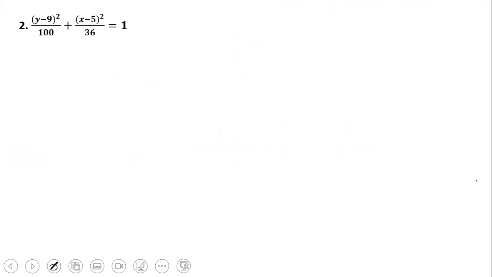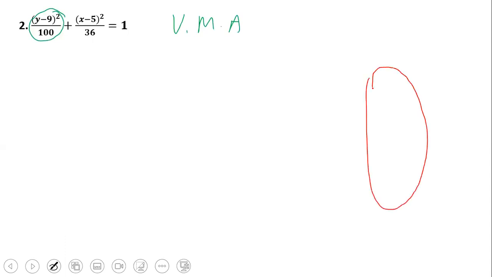Next is you also have the following form, which is y minus 9 quantity squared over 100 plus quantity x minus 5 quantity squared over 36 is equal to 1. So, alam natin na ang variable which is being squared on this first term and malaki yung a natin is itong part, y. So, kapag ito yung given, we can already say that this is an example of vertical major axis. So, i-drawing natin. So, ang vertical, ganito itsura. Okay?